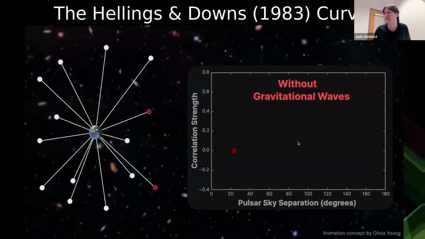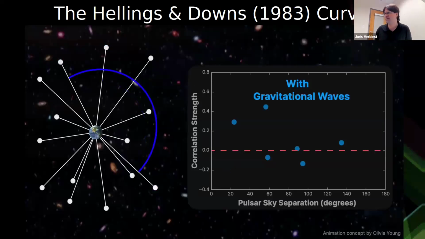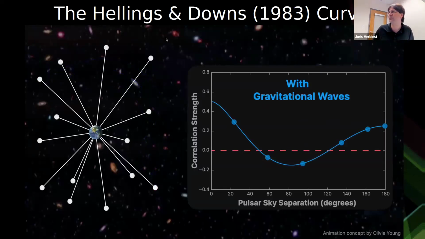Effectively, this is another animation that shows that if you take pulsars pairwise and correlate their timing residuals, if there are no gravitational waves, you basically expect no correlation as a function of angle, unless your clocks or your solar system ephemeris are off. If you have gravitational waves, you do get correlations for pulsars that are close together, anti-correlations for pulsars that are 90 degrees apart, and positive correlations again for pulsars on opposite sides of the sky. That's what gets you your quadrupolar correlation, and that's the signal we're really looking for.